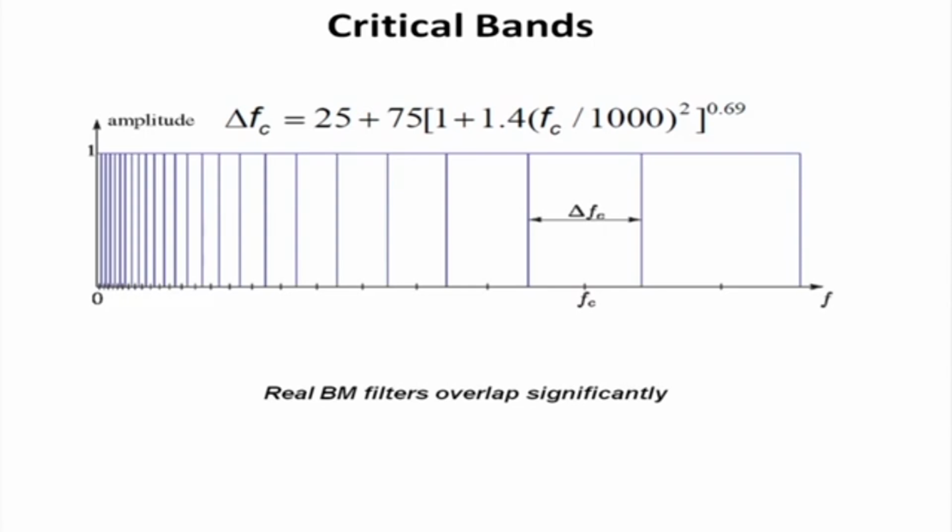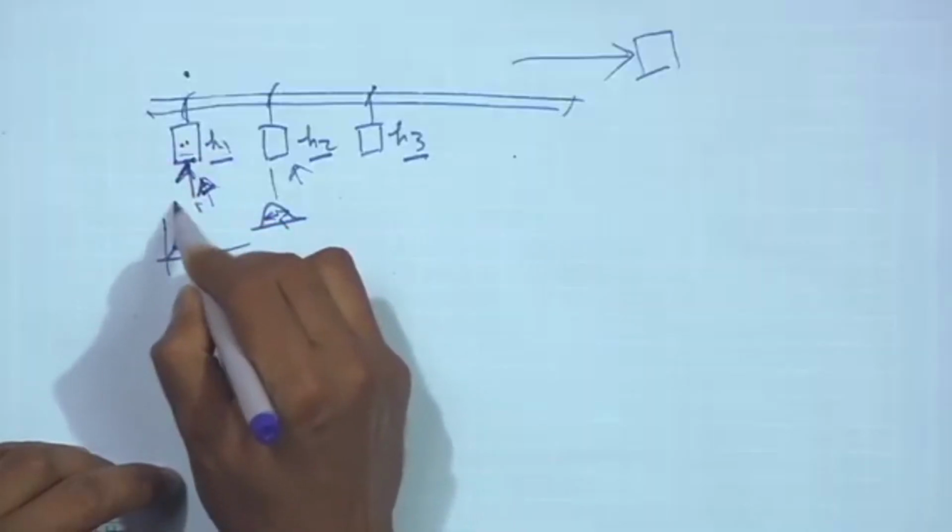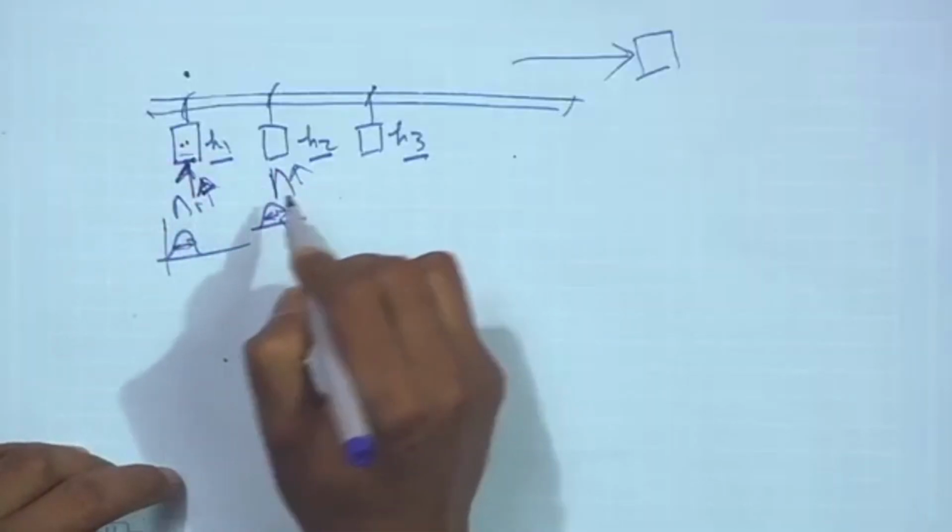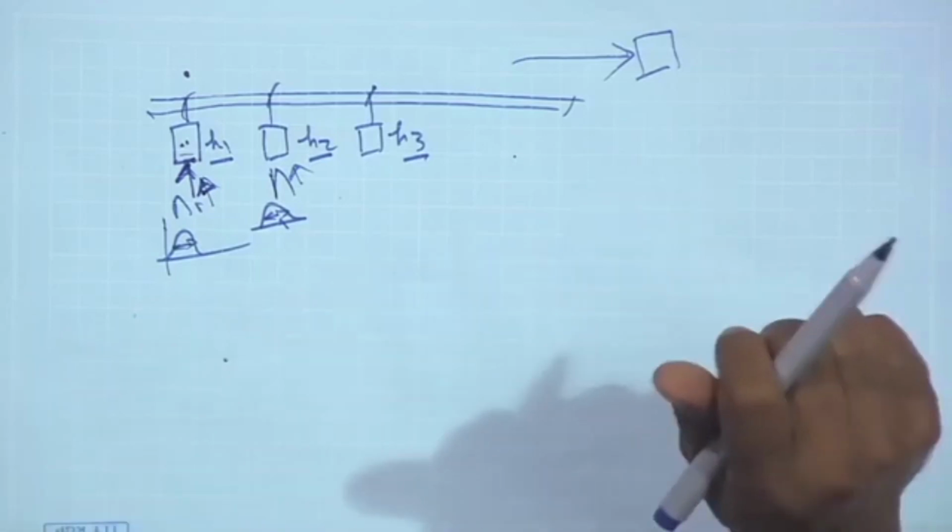And bandwidth of nonlinear. Okay. Then we will come later on to how you define this nonlinear scale. Then how do you perceive the frequency? We said each one is a particular band. If it is a band, then how do you perceive the frequency?